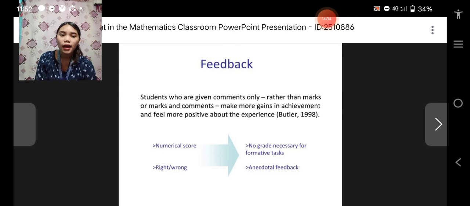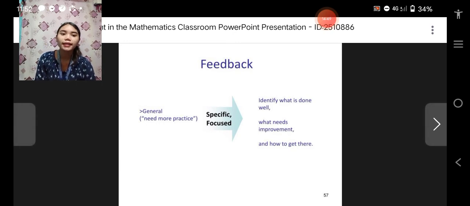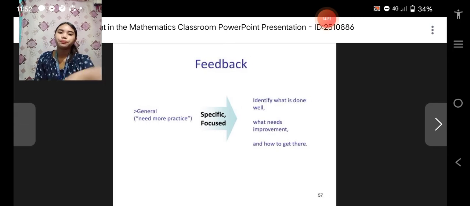and anecdotal feedback. So the feedback also is general, needs more practice. The specific focus is to identify what is done well and what needs improvement and how to get there.